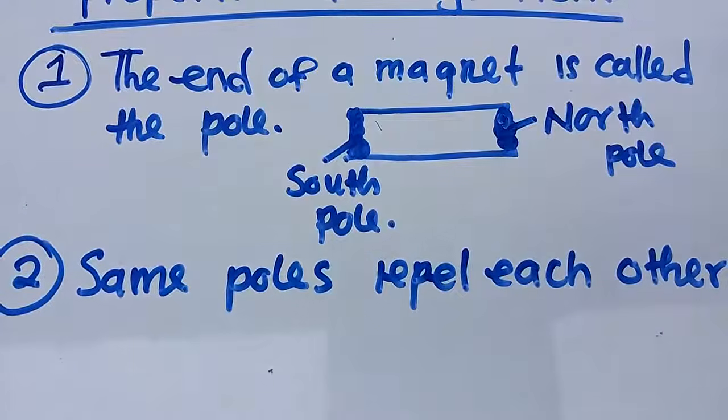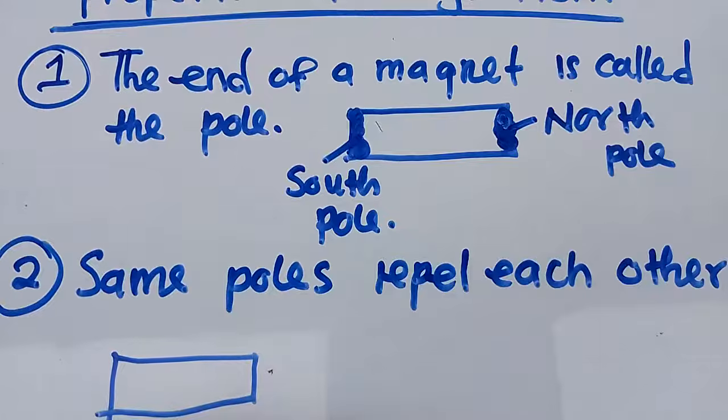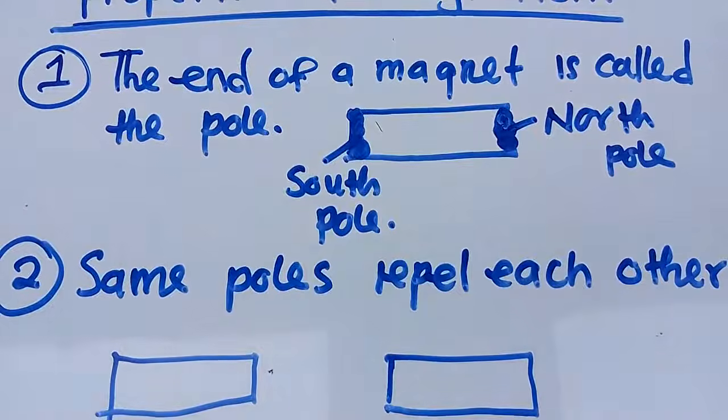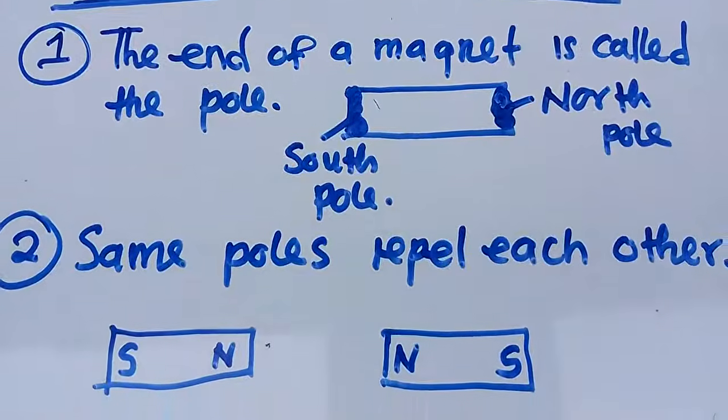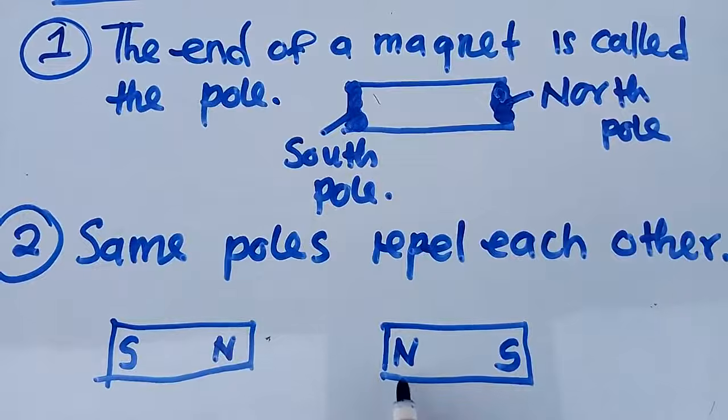So what do I mean? If you bring two magnets here, this is a bar magnet and this is a bar magnet. If this is the north pole and this is the north pole, and this one is the south pole and that one is the south pole, like this. If these two magnets are brought together, we are going to have repulsion here. These will not attract.